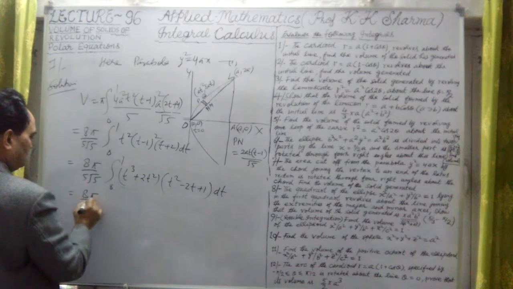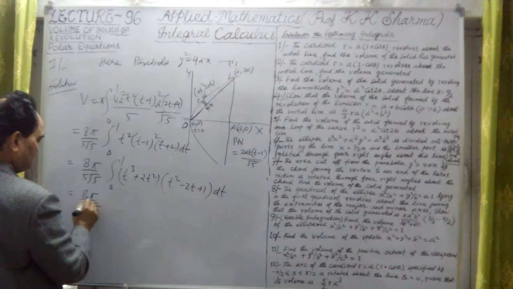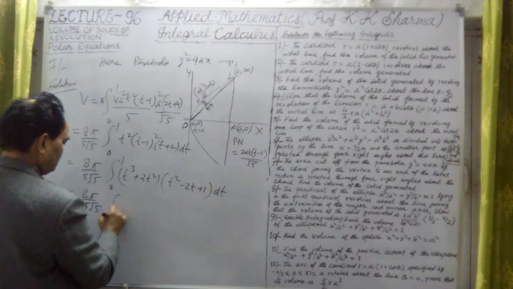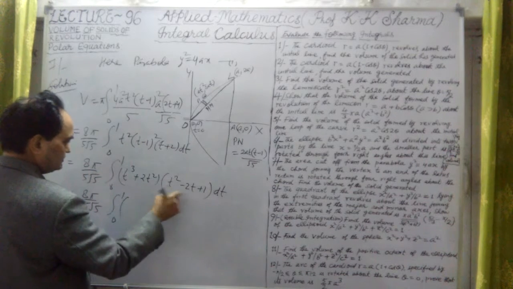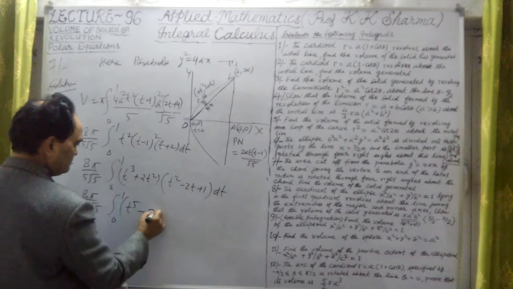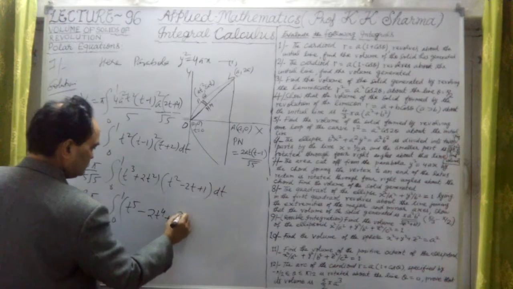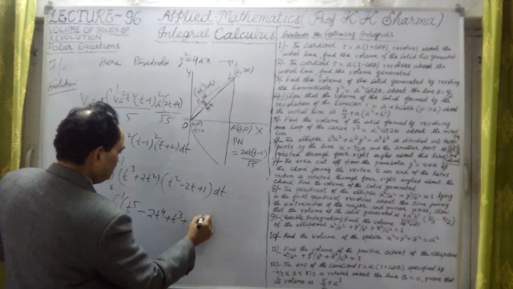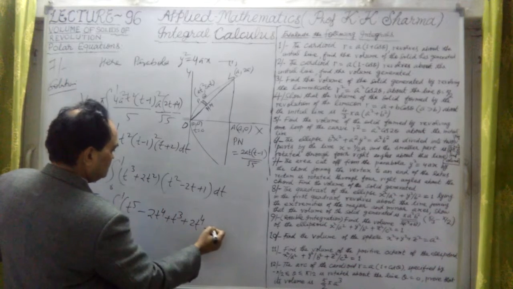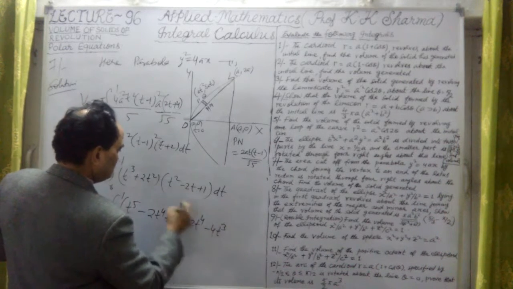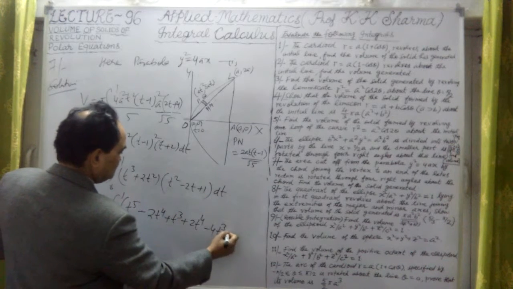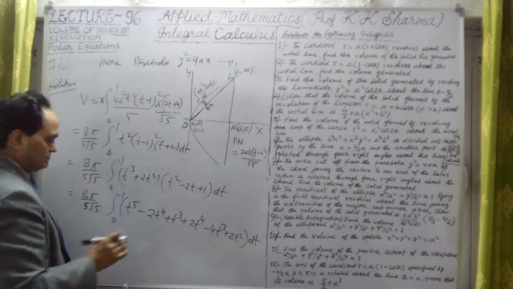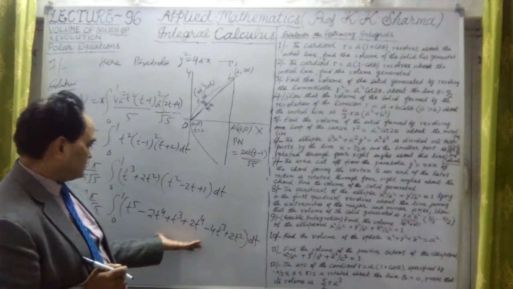8π upon 5√5, this is 5√5, multiplied by t, it will be 0 to 1. Let me multiply by t³ first, it is t⁵ minus 2t⁴ plus t³, then by 2t² it will be plus 2t⁴, 4t³, then 2t² plus 1, that means 2t² only, into dt. Now let me assemble them, combine the similar terms or like terms.